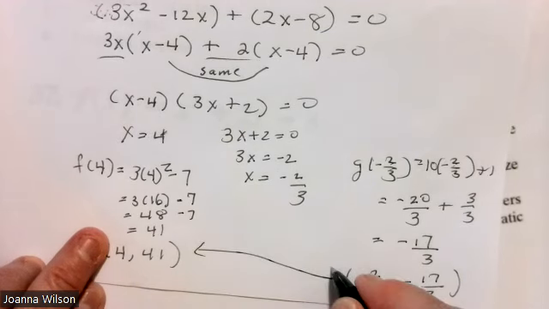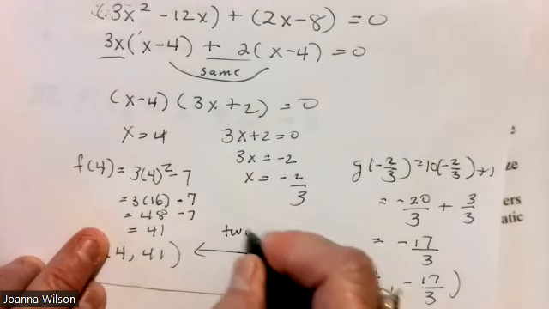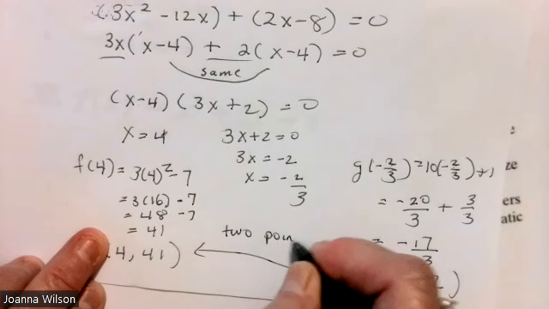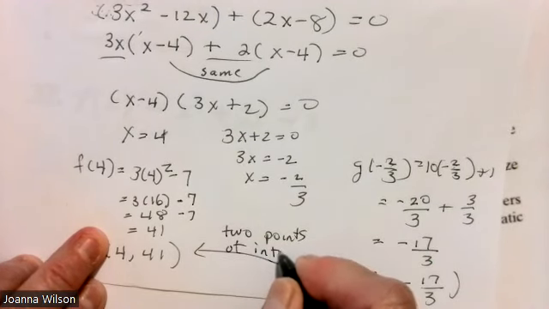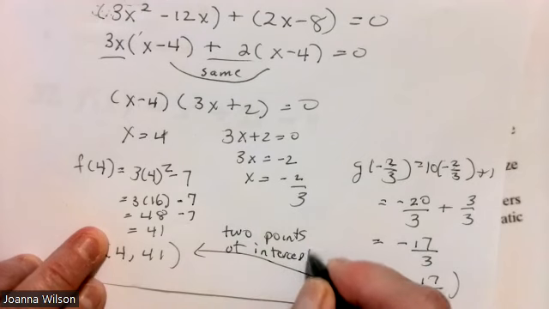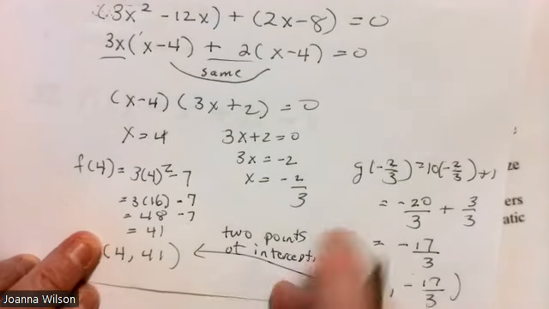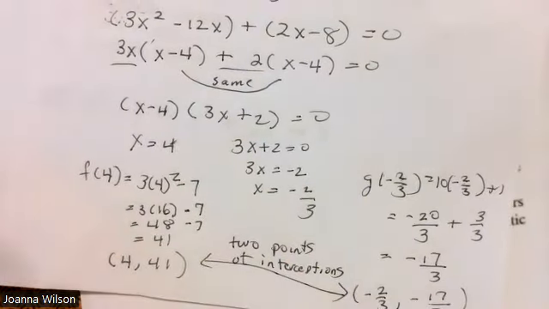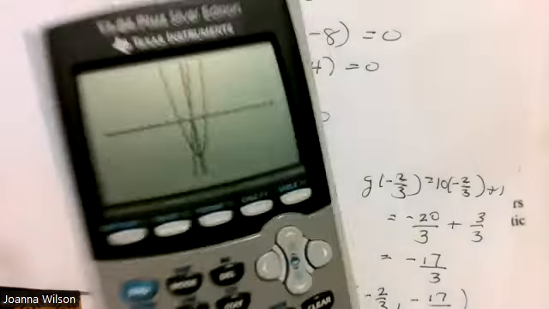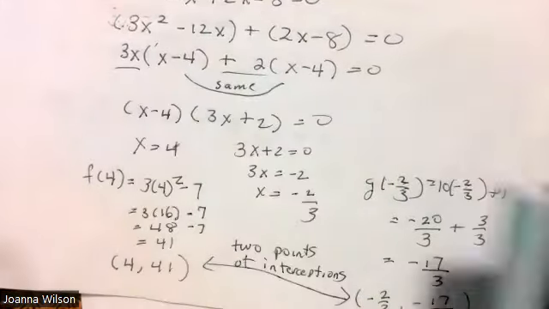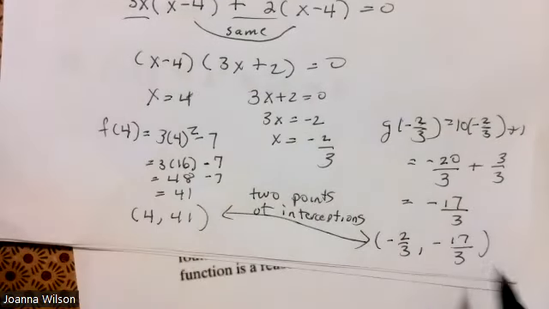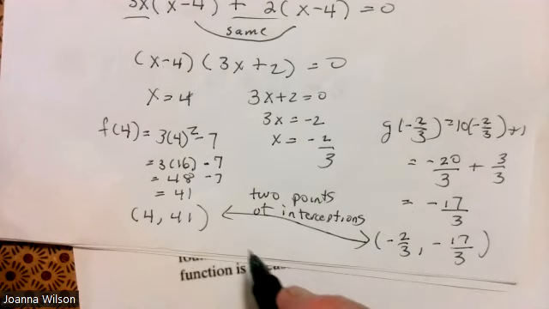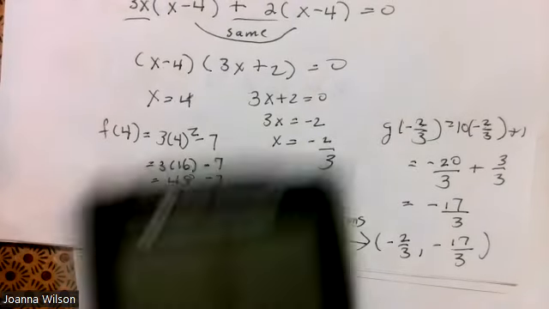These are the 2 points. They're not x-intercepts or anything. They're where these two graphs intersect. Now, if I wanted to do it graphically, you can do it with your calculator. It may not give the exact answer, but it'll give an approximation.